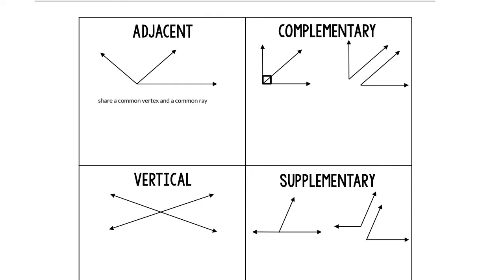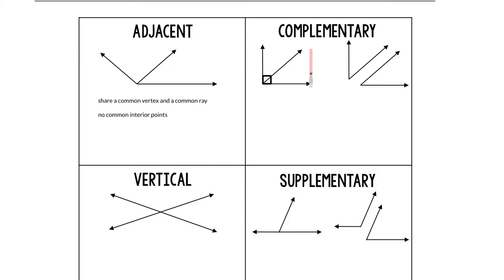Also, they need no common interior points. So in between all three of these angles, they can't have any points the same in here at all. Okay, those are adjacent angles. Essentially, that means they're right next to each other.